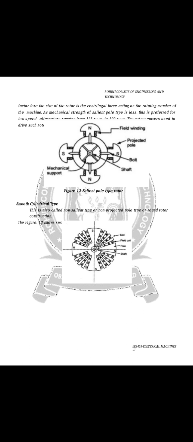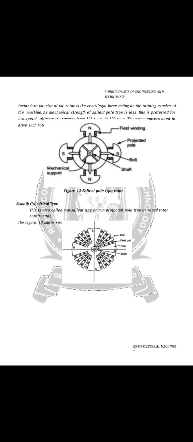Then the rotor. The rotor is of two types. This one is the salient pole rotor, and this one is the smooth rotor. The salient pole rotor is also called the projected pole type, where all the poles project out from the surface of the rotor. The poles are built up of thick steel laminations. The poles are fixed to the rotor as shown in the figure.